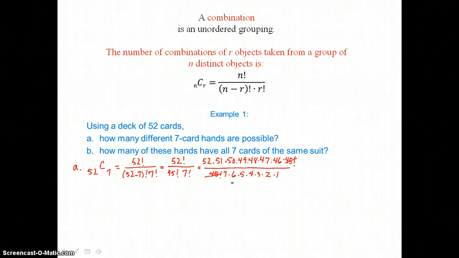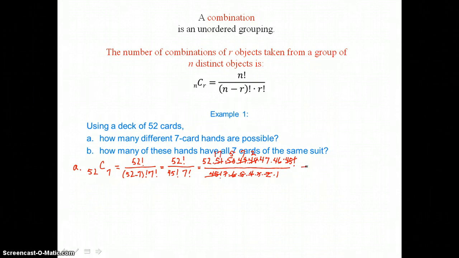45 factorial is canceled. 7 goes into 49 7 times. And 6 times 4 is 24. We can cancel that with 48. 24 goes into 48 twice. Okay, and then I have 5 times 2 is 10. 10 goes into 50 5 times. And I have this factor of 3 yet. That 3 goes into 51 17 times.